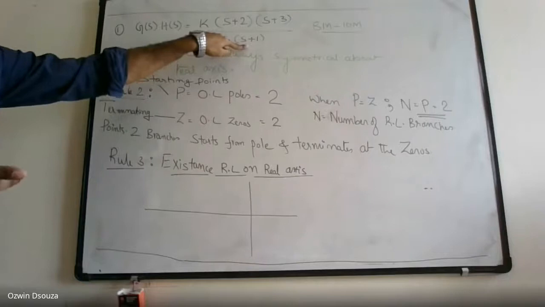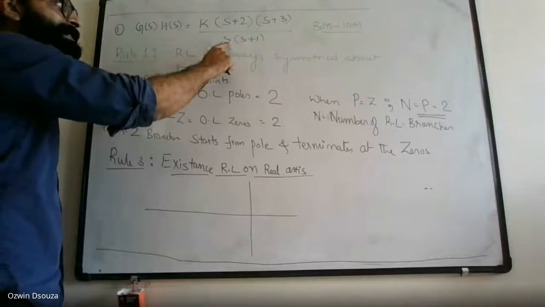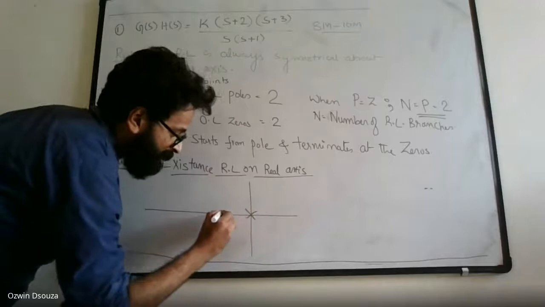So what you have to do is equate the denominator polynomial to 0. When you equate the denominator to 0, what do you get? The roots of the denominator, s is equal to 0 and s is equal to minus 1. So that is your pole location.